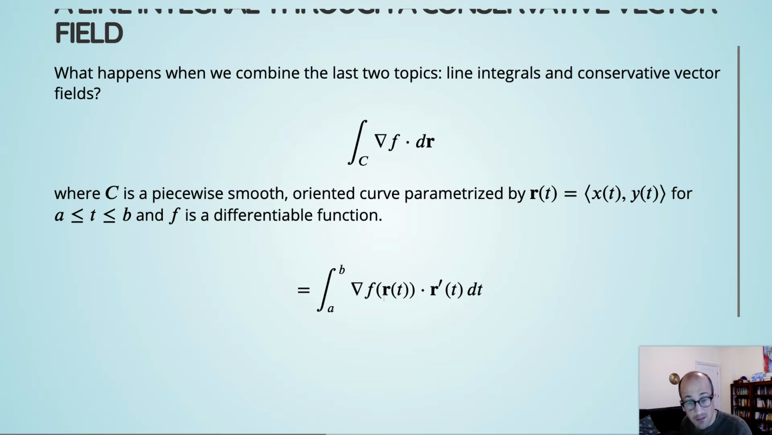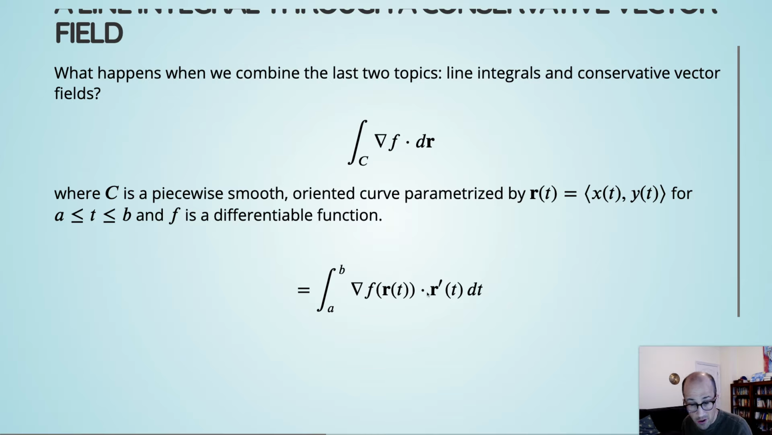R of t has x of t comma y of t. That gives us a vector. We dot it with the derivative of r. That's also a vector. The dot product gives us a scalar. So for each t, we get a scalar here. We can integrate that from a to b. Gets our answer. Okay, but hopefully alarm bells are going off when you look at that integrand.